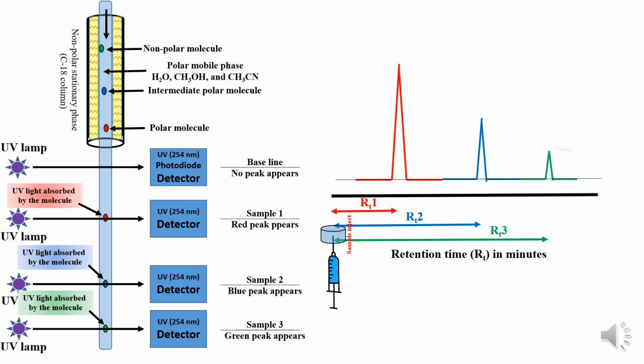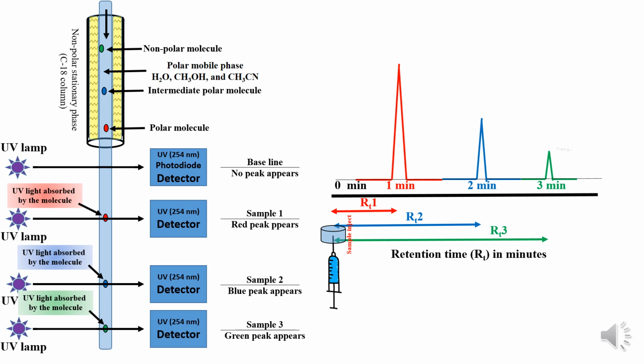And based on the retention time, you can identify the components in the given sample mixture, as the retention time is constant or specific for a given combination of stationary and mobile phase used in HPLC column. Say 0 minute is the time where you inject the sample, and after 1 minute you see the peak appearing for the red molecule. After 2 minutes you see the peak appearing for the blue molecule, and after 3 minutes you see the peak appearing for the green molecule.